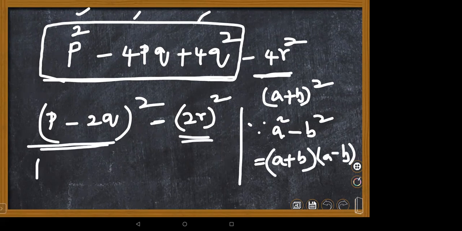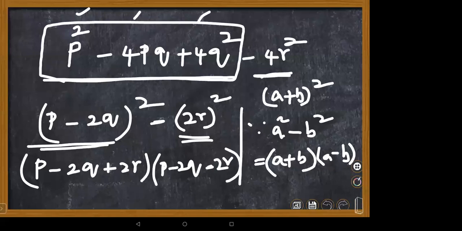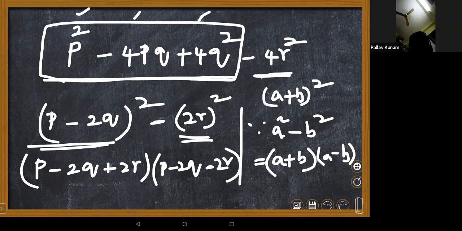Instead of A, what do we have? You just think. Instead of A, we have P minus 2Q. For B, we have 2R. This is one term, I'm just keeping the minus. P minus 2Q is A, and minus B term means minus 2R. That's all, Pallav. Understood, ma'am. That is very good, Pallav.